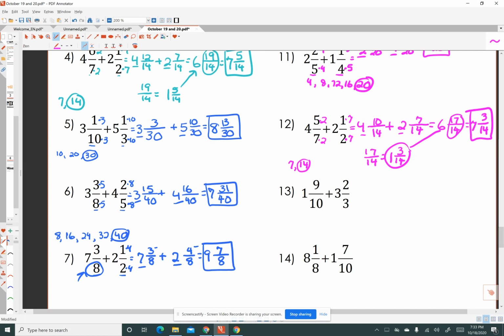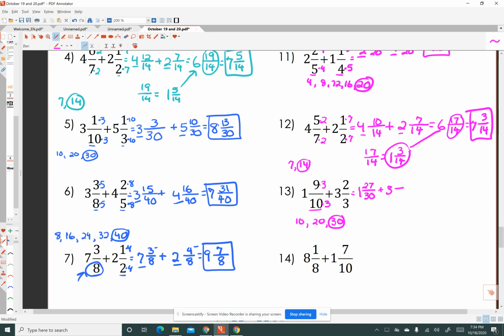Okay, let's move on to number 13. 1 9/10 plus 3 2/3. Well, let's think about multiples of 10. Are they divisible by 3? We have 10, 20, and 30. And 30, yes, is divisible by 3. So we're going to have some larger numbers here. So we're going to have 1, and how many 30ths? Well, 10 times 3 is 30. 9 times 3 is 27. Don't be afraid of these numbers.